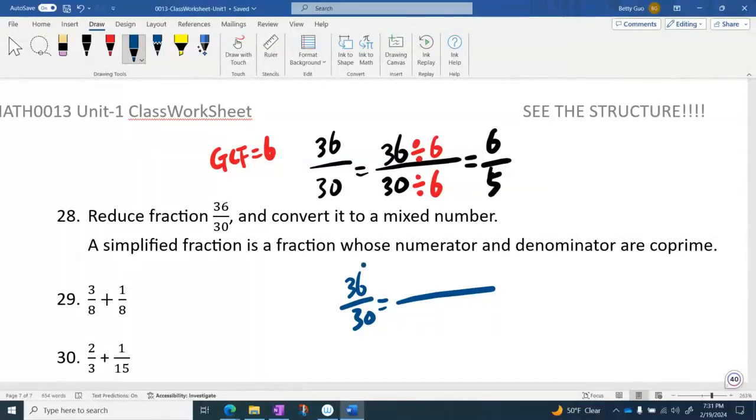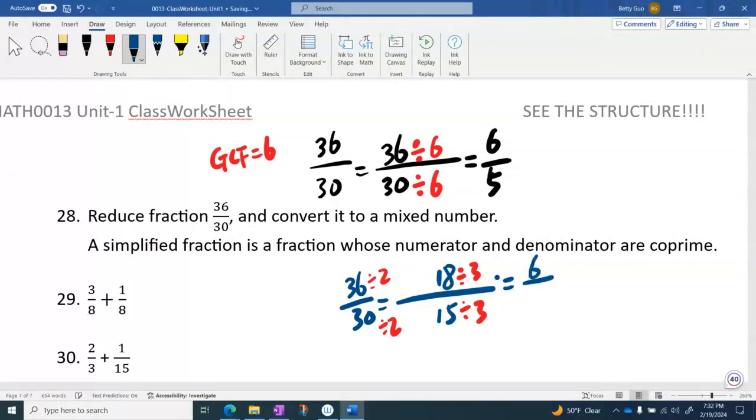36 and 30 are both even, so we know they are both divisible by 2, right? So we can divide the numerator by 2 and the denominator by 2 and simplify 36 over 30 as 18 over 15. And then we do it again. 18 and 15 are not co-prime yet. We know they are both divisible by 3, and we divide by 3, divide by 3.